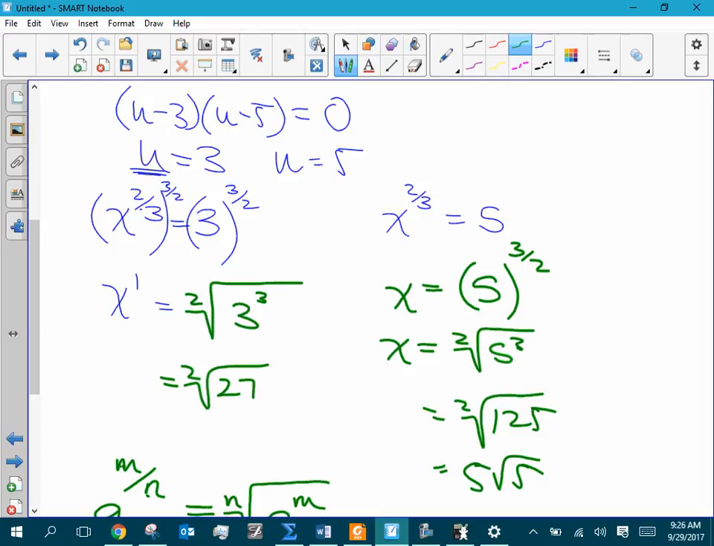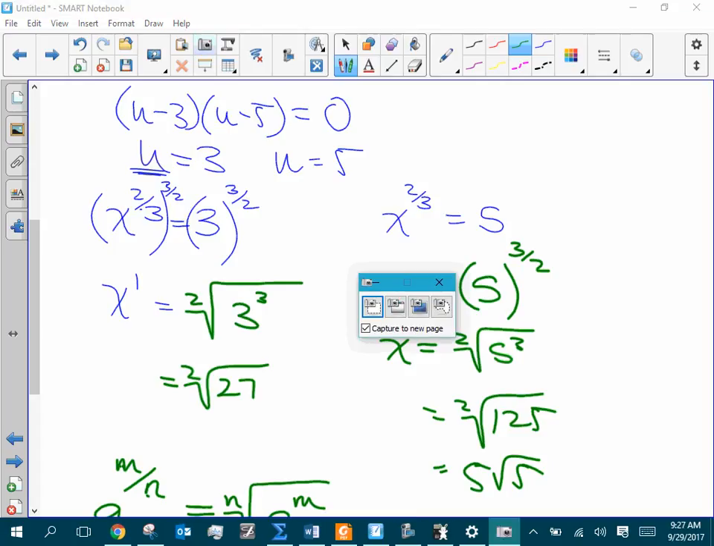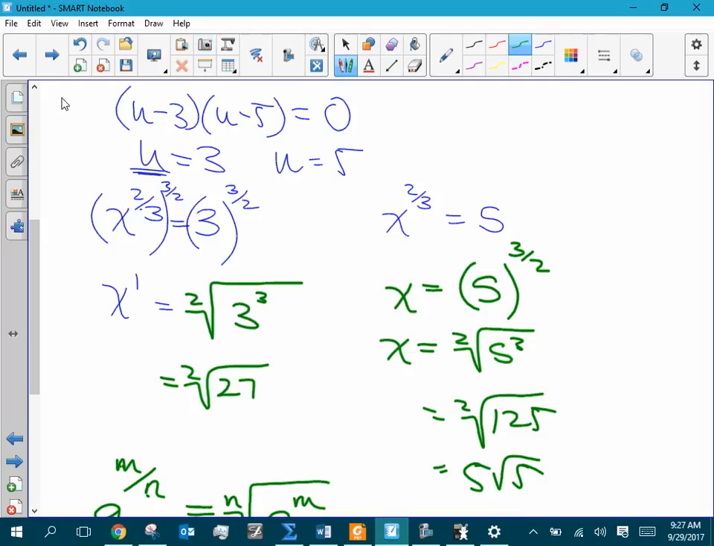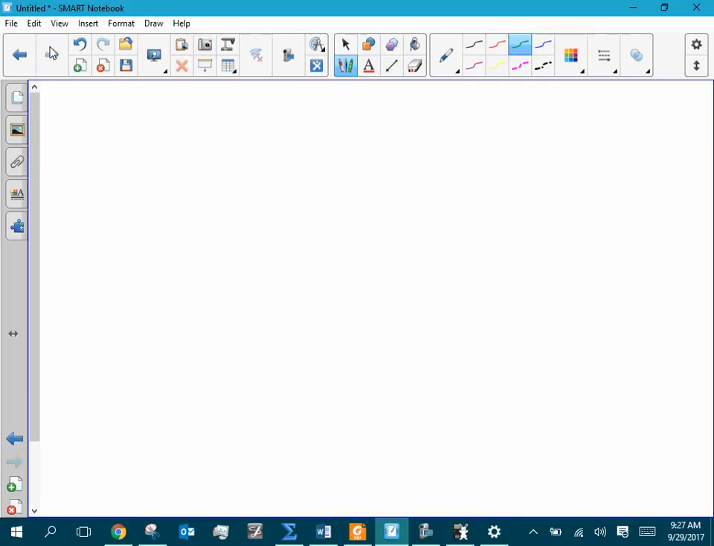There's another way of doing it. Let's do it this way, because that rational exponent process might cause issues for some people. So let's say I start back with x to the 2/3 is equal to our 5. Okay? I don't like that 2/3, so can I do this?